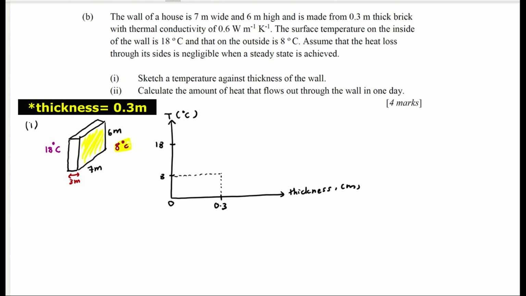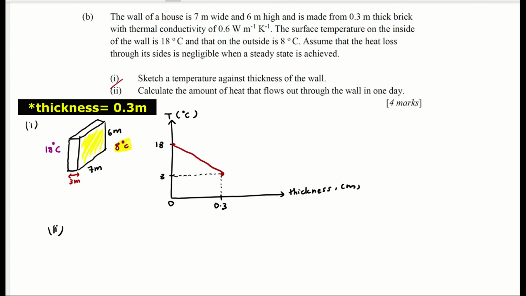So maknanya dekat 0.3 thickness tadi adalah dia punya suhu 8 degrees Celsius. While this one should start from here lah, dari sini ke sini. So kita straight line graph macam tu. You can show the straight line graph showing you that the temperature will decrease.